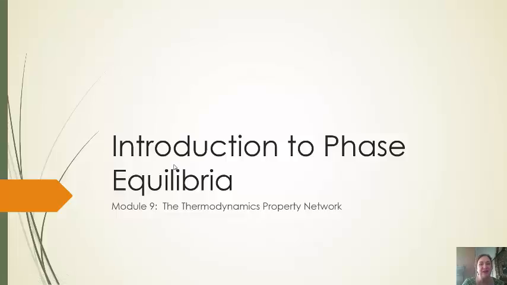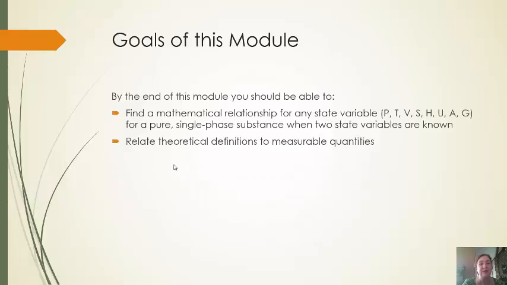Welcome to Module 9. We will begin looking at the thermodynamics property network in this set of videos. Now, our goals in this particular unit will be to find mathematical relationships for the state variables, so pressure, temperature, volume, entropy, and then all of those energies: enthalpy, internal energy, Helmholtz energy, and Gibbs energy. Now, we'll be doing this specifically for pure single-phase substances.